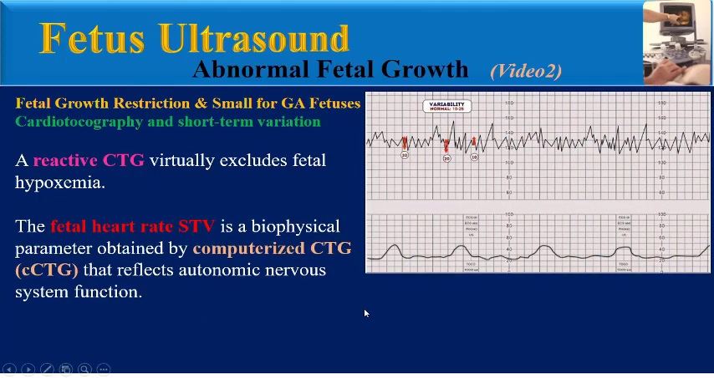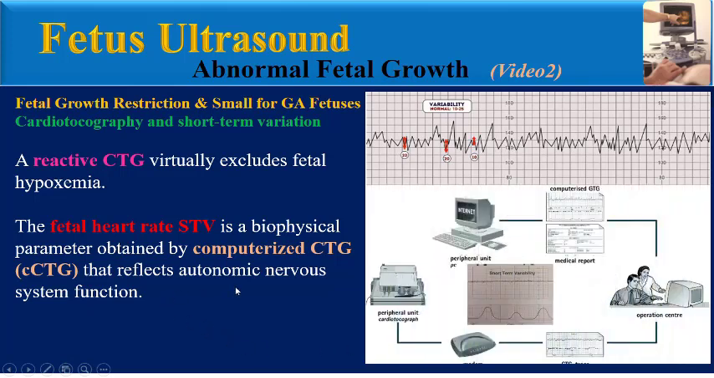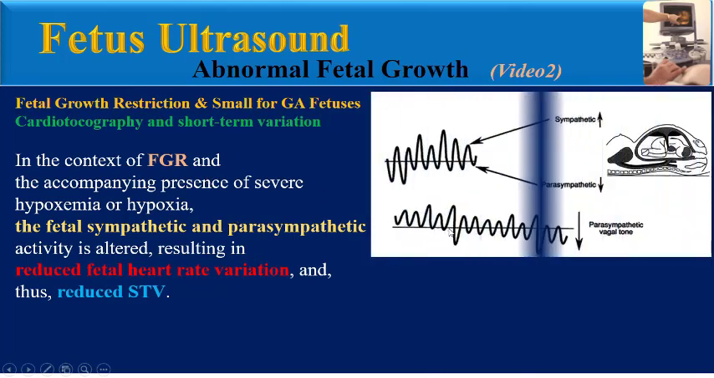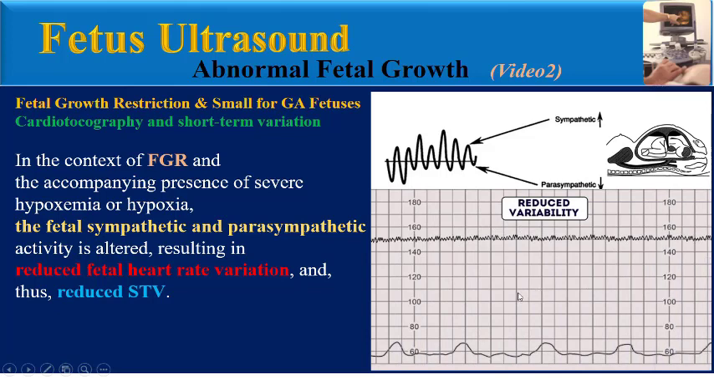The fetal heart rate short-term variation is a biophysical parameter obtained by computerized cardiotocography that reflects autonomic nervous system function. In the context of FGR and the accompanying presence of severe hypoxemia or hypoxia, the fetal sympathetic and parasympathetic activity is altered, resulting in reduced fetal heart rate variation and thus reduced short-term variation.